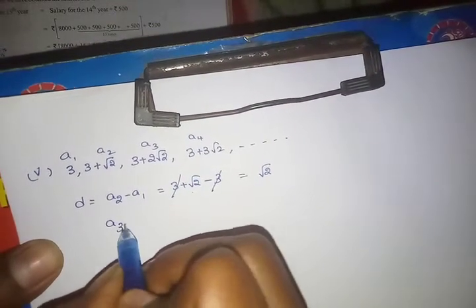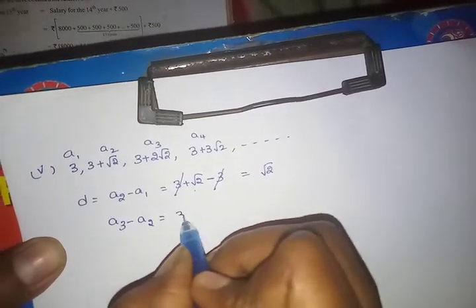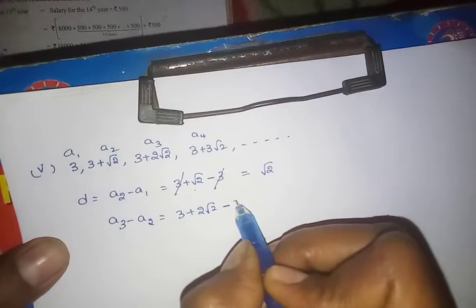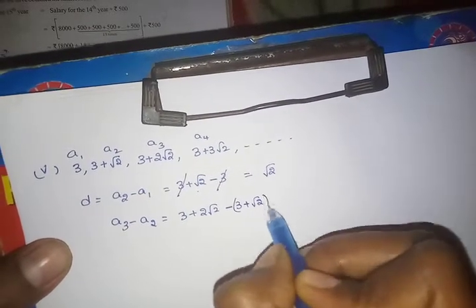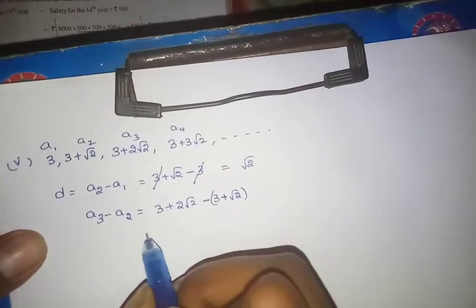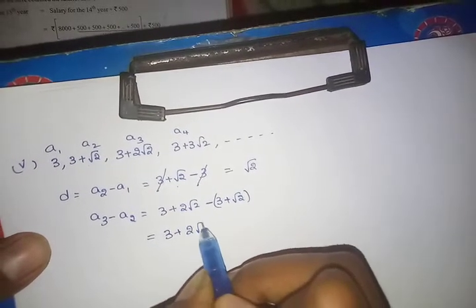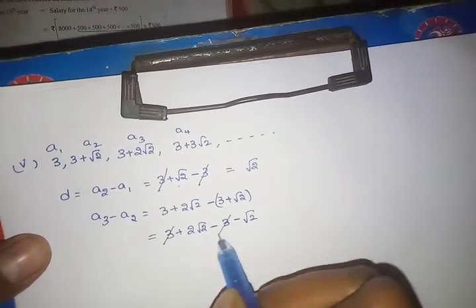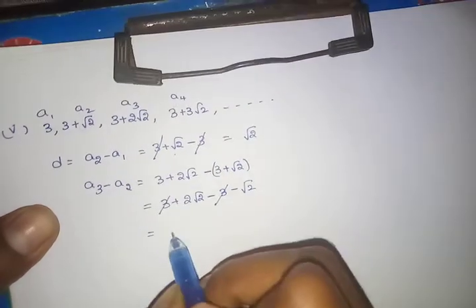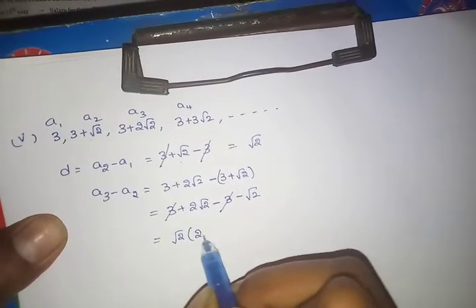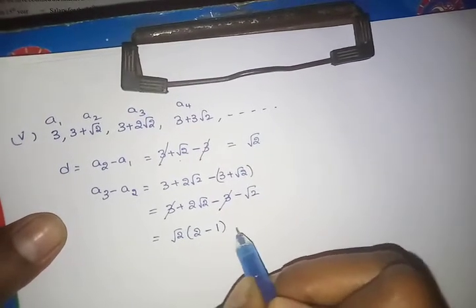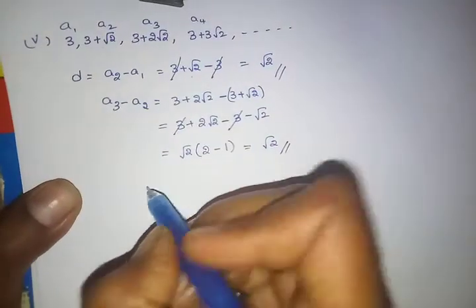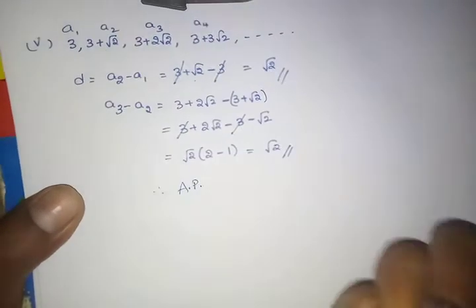Now check A3 minus A2. What is A3 value? 3 plus 2 root 2 minus of A2. A2 value how much? 3 plus root 2. Minus is for both the numbers, no? Then take minus separately. 3 plus 2 root 2 minus 3 minus root 2, plus 3 minus 3 cancel. In this both shall I take root 2 common? Then what it will become? 2 minus 1. 2 minus 1 how much? 1. Root 2. What we got? Root 2, root 2. Both are equal now. Then what we can say? It is an arithmetic progression.